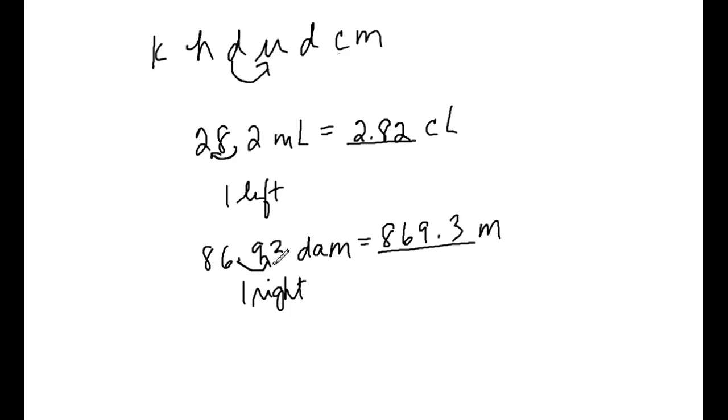So that's a little shortcut way that you can change within the metric system itself by decimal point movement, by counting. The little memory device, King Henry doesn't usually drink chocolate milk, helps you remember those units in the order that they go.